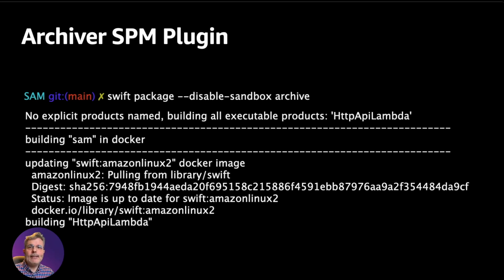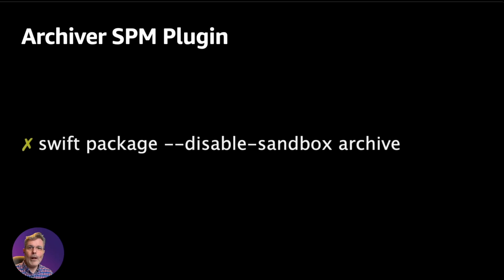So inside the Swift runtime, you will also find a Swift plugin that will do that for you. You just have to call swift package archive. And this plugin will invoke Docker, will compile your code for Linux, and create a zip file compiled for Linux, ready to be deployed to Lambda. Of course, you need to have Docker installed on your laptop for this to run. One command, swift package archive.